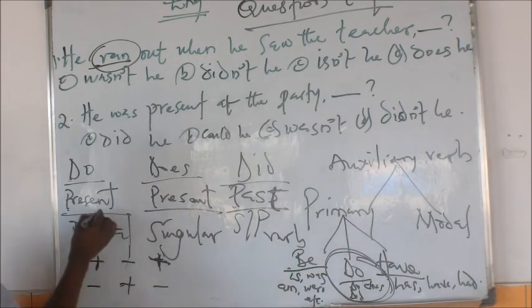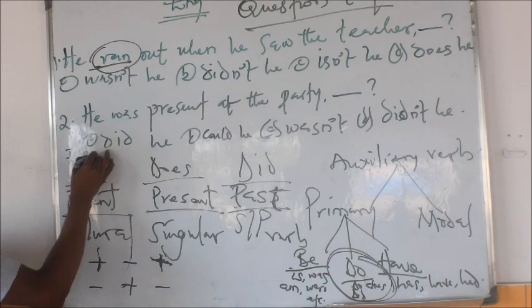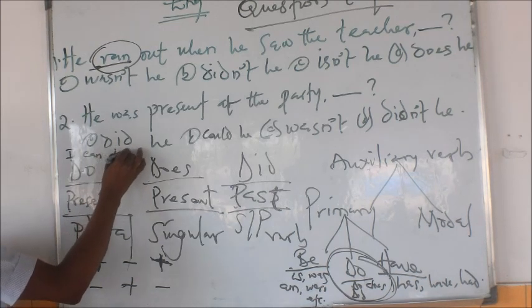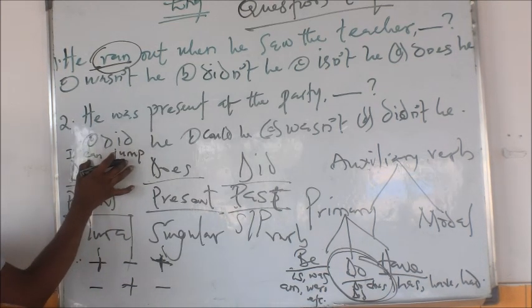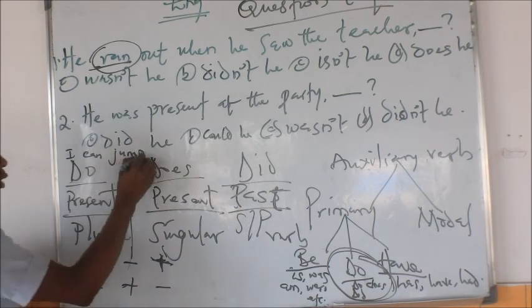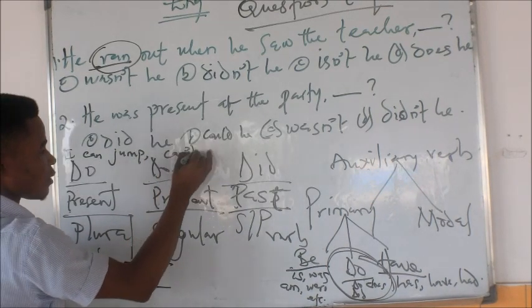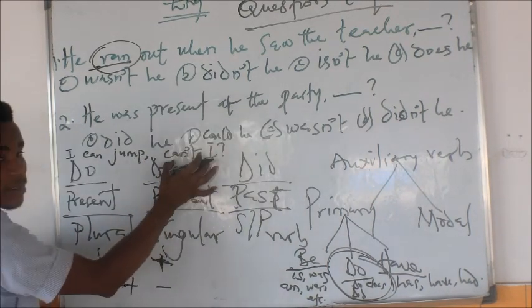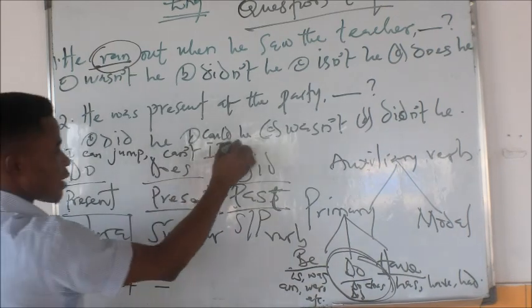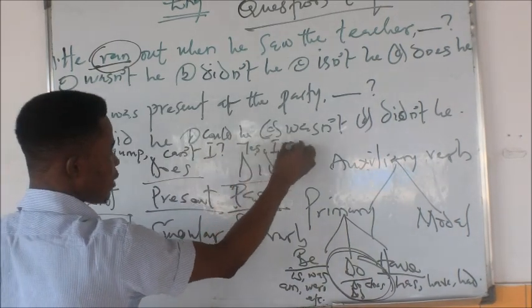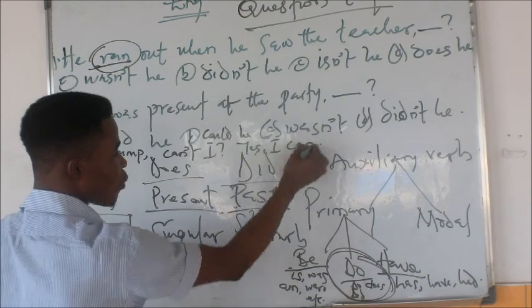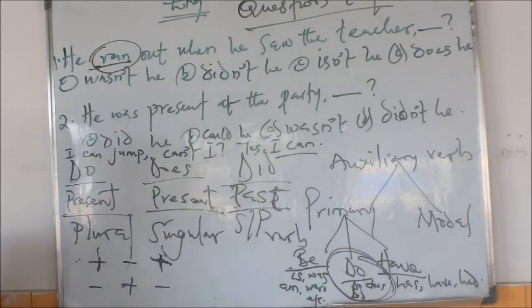So, I can jump. This is a positive statement. The question tag will be can't I. This is a negative question tag, and the answer is going to be yes, I can. This is a positive answer.